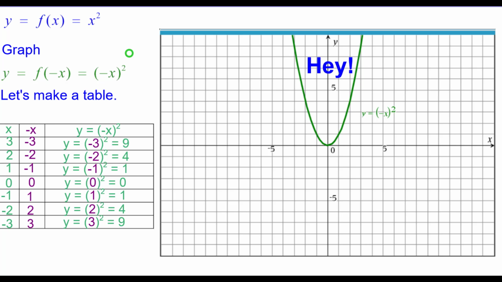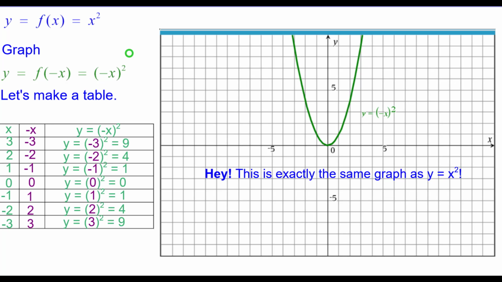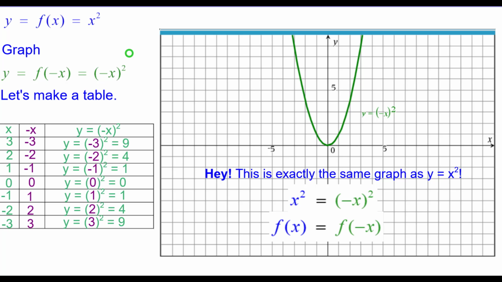But hey, this is exactly the same graph as y equals x squared. You see that? So x squared is exactly the same as the quantity of the opposite of x squared, which means that f of x is exactly the same as f at the opposite of x. And this is true for all values of x in the domain of the function.